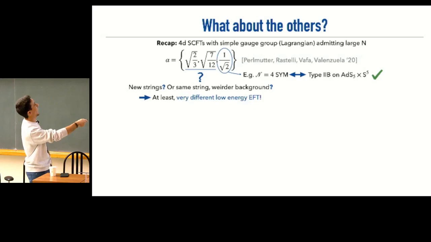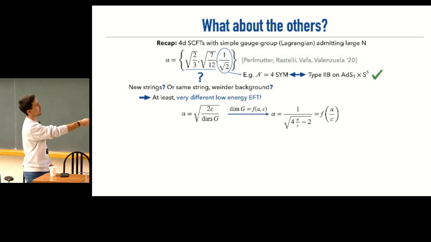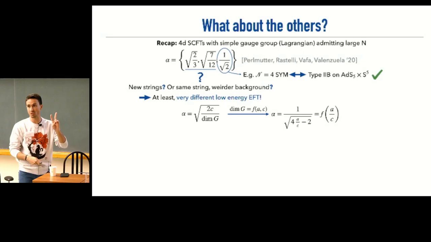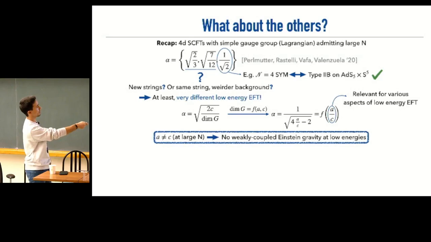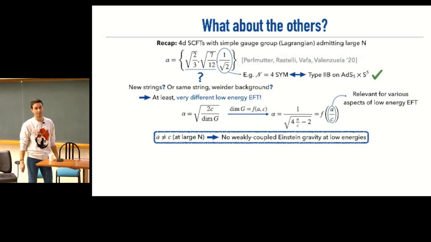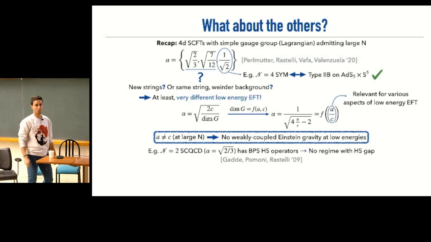So at least what I can say is that then we have very different elements. Why? Because one can take the equation in this paper for alpha, and one can rewrite it in terms of only A over C, which are the two central charges of the CFT. And this in ADS-CFT is known to be relevant for various aspects of the low energy effective theory that you get in the ADS. For instance, a very nice result is that if A is different from C at large N, there is no weakly coupled extra dimension at low energies. And that automatically means that for these two values, this will not have a nice weakly coupled description at low energies.